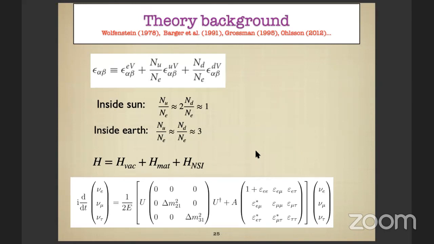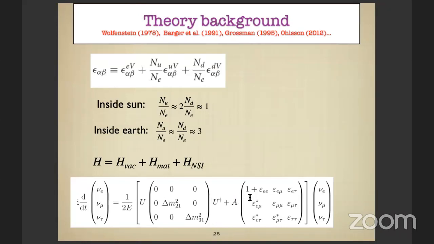There is an exact degeneracy between the two mass orderings. How can this degeneracy be lifted in the presence of NSI? Okay, so probably he means this, as I understand, in my slide 25.